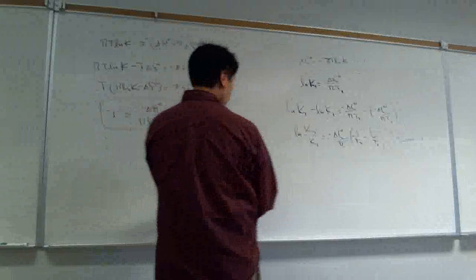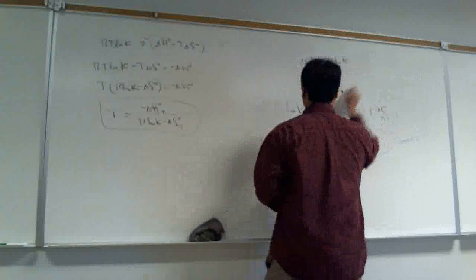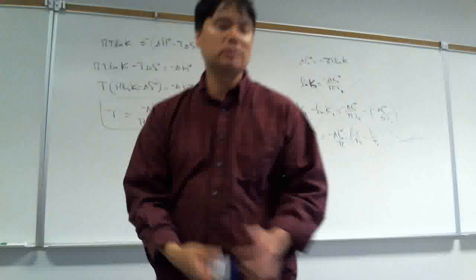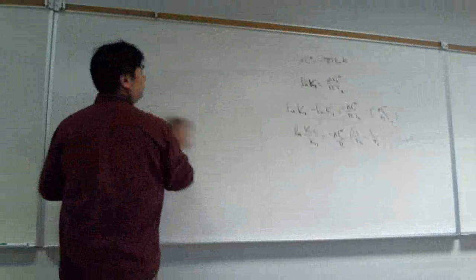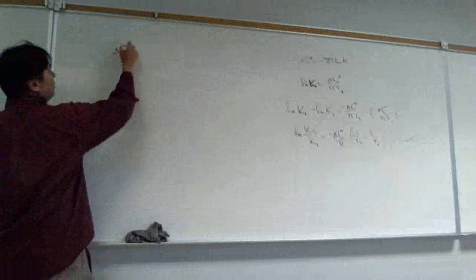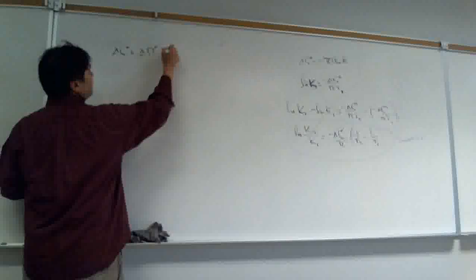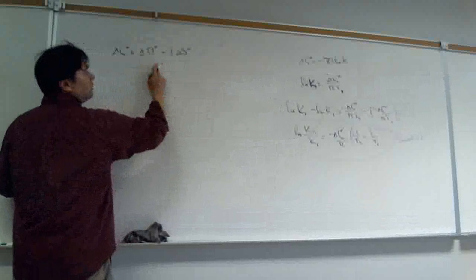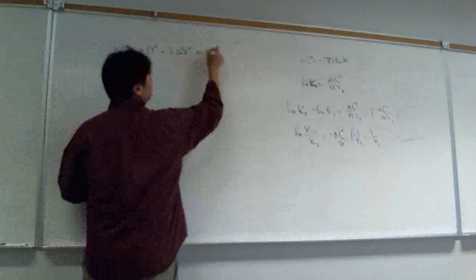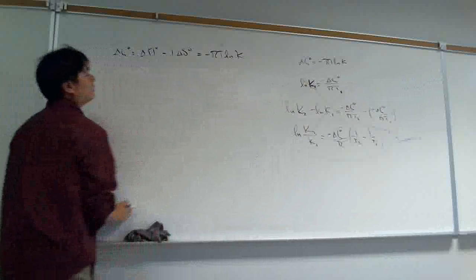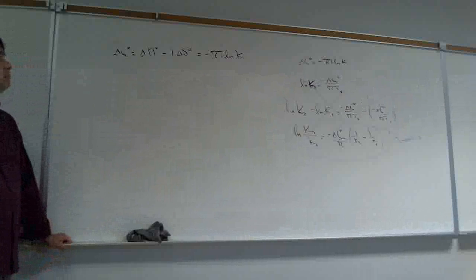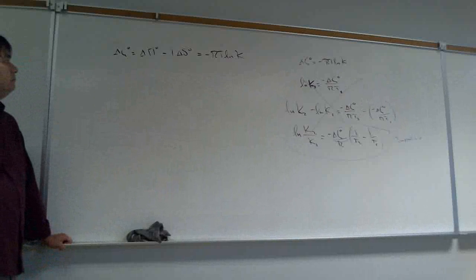And so what we need to do here is back up. I'm going to back up and redo this like this. If we say that delta G naught is equal to delta H naught minus T delta S naught, that's true, right? And delta G naught is also equal to minus RT ln of K.